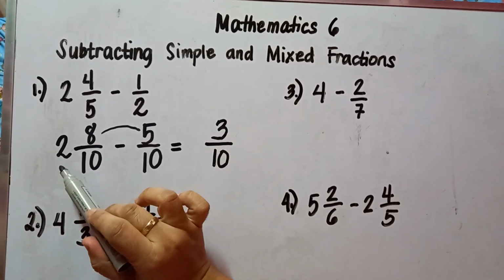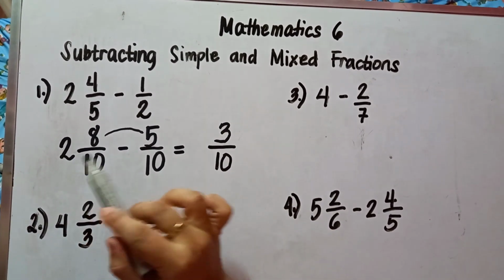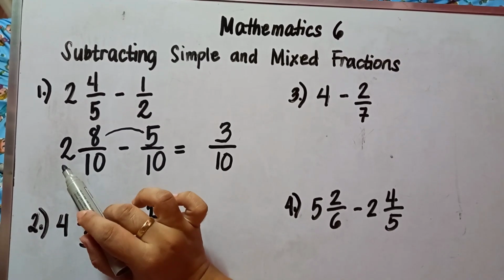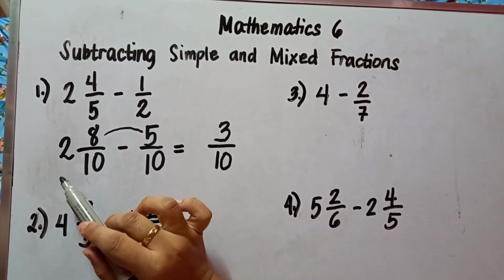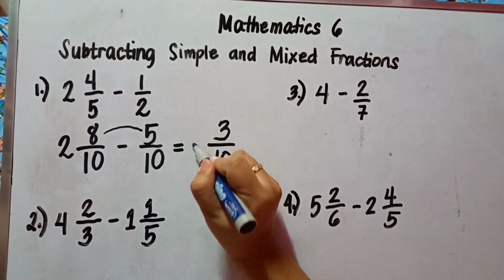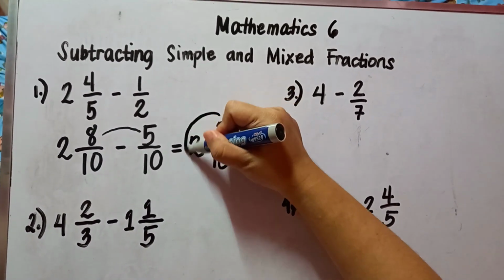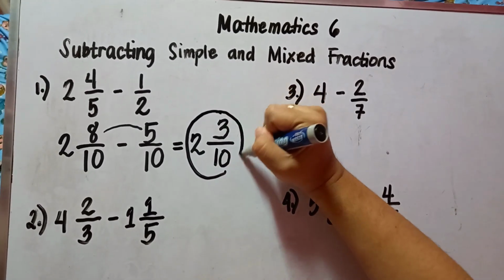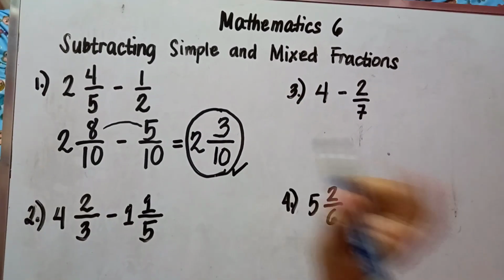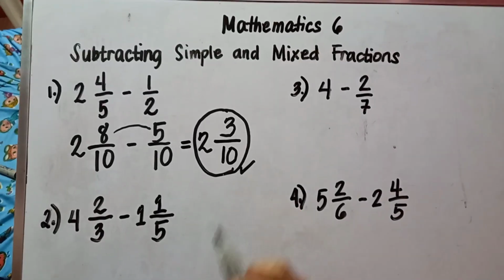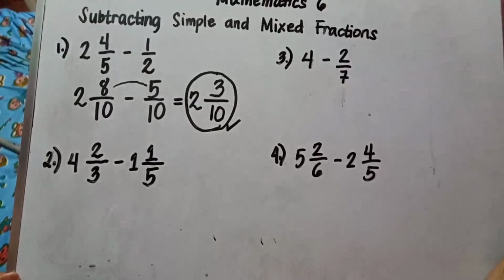Then don't forget to subtract the whole numbers. But since we only have one whole number which is located on the first fraction, which is 2, we're just going to copy 2. Therefore, the final answer is 2 and 3 over 10. So wala na siyang simplest forms. Yan na yon. Okay? Next, number 2.